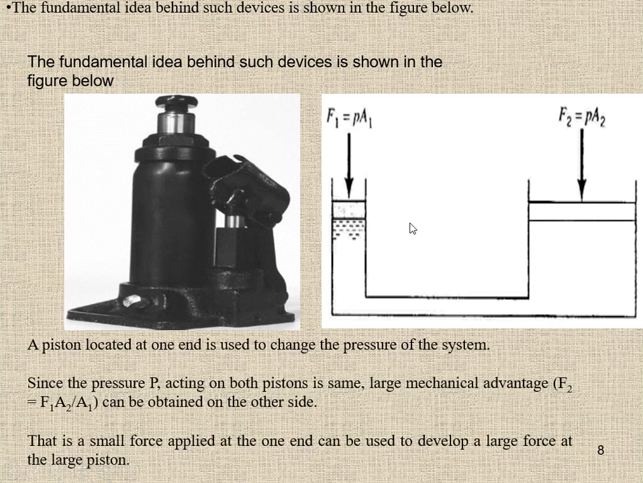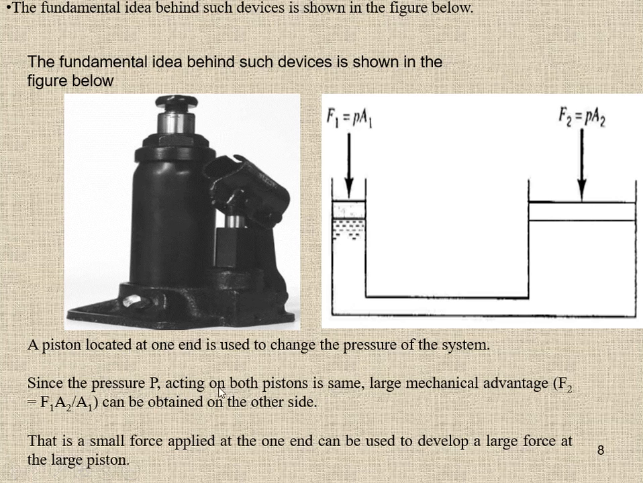A piston located at one end is used to change the pressure of the system. We use it to press the fluid. The fluid must be incompressible; if it is compressible, this will not work. Since the pressure P acting on both pistons is the same, because whatever pressure you apply will be transmitted from here to the other end.